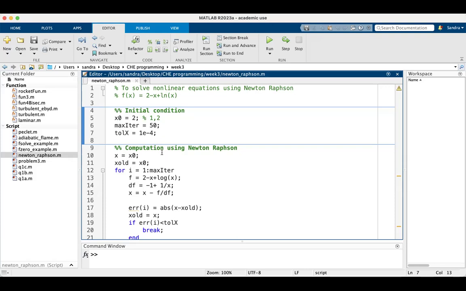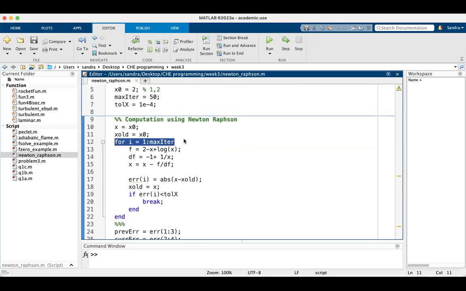Now I initialize x equal to x0. I also initialize a new variable x old equal to x0. Now I run the for loop, where i runs from 1 to max iter, that is, from 1 to 50. The function value is f equal to 2 minus x plus log x. Here x takes the x0 value, so the first value it takes is 2. And df is nothing but minus 1 plus 1 by x.